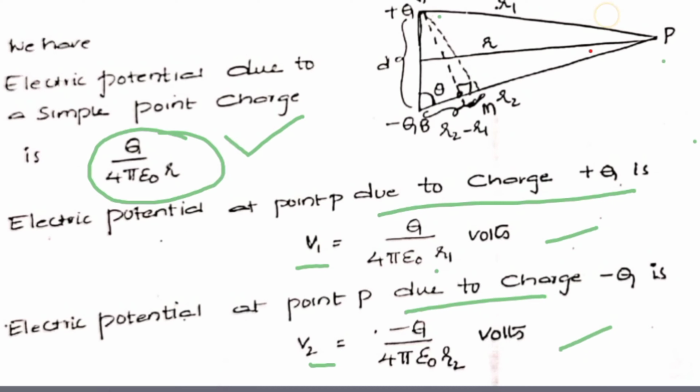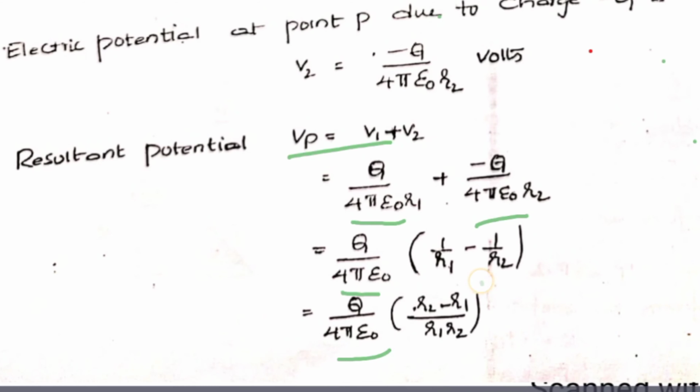Then the resultant potential Vp is given by V1 plus V2. Adding V1 and V2, we get q by 4 pi epsilon naught r1 minus q by 4 pi epsilon naught r2. Making q by 4 pi epsilon naught common, we get 1 by r1 minus 1 by r2, which equals q by 4 pi epsilon naught into r2 minus r1 by r1 into r2. That is the resultant potential Vp at point P. How do we obtain r2 minus r1? Simply, we take 1 by r1 minus 1 by r2. The LCM is r1 r2. After that we obtain r2 minus r1.